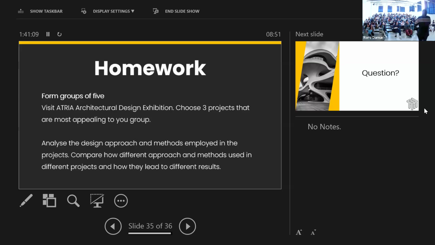And then from the 3, compare the different approach and method and how they lead to different results. Okay, so you can choose from the same typology or different typology, but try to understand how the architect or the designer think and work for the project.